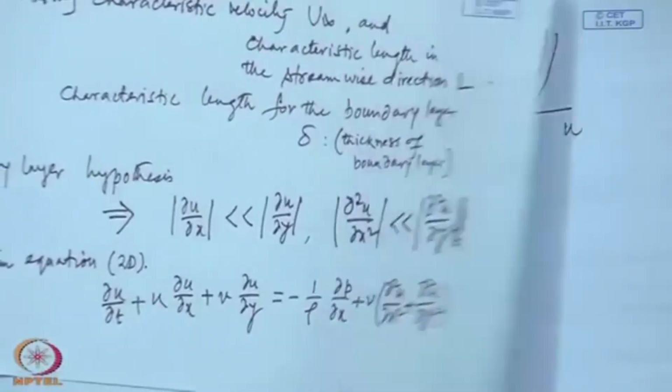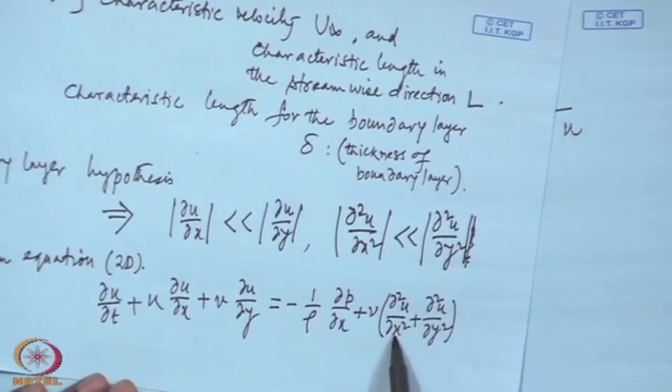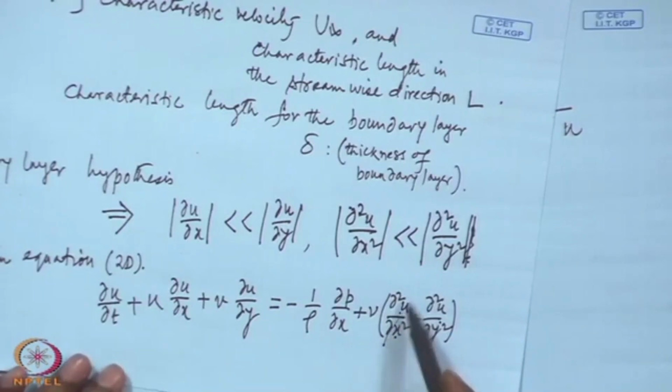Now, you see this, what essentially we can do from this equation based on the boundary layer hypothesis, that d2u dx2, which is much smaller than d2u dy2, can be neglected, because this is much smaller compared to this, that is what the boundary layer hypothesis says. So, we can remove this from the term.